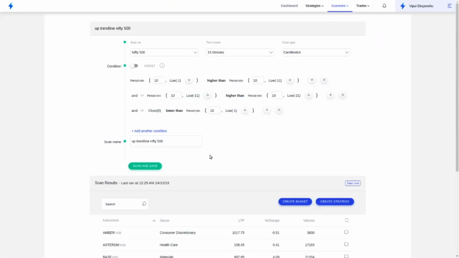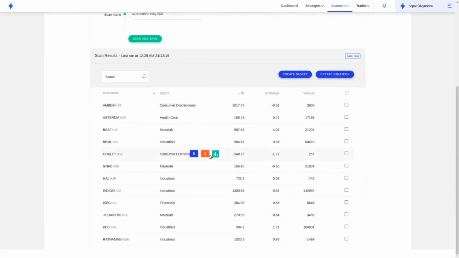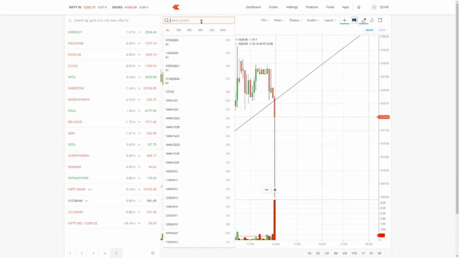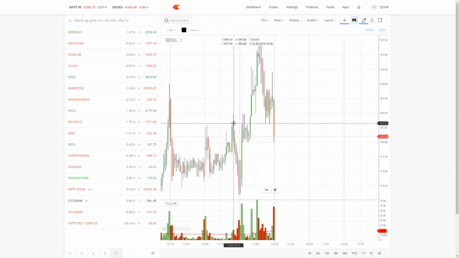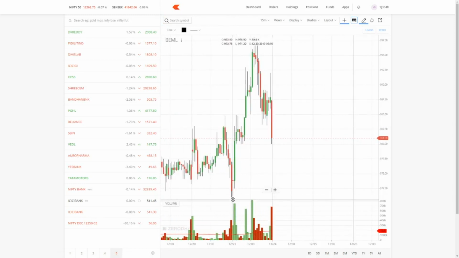Let's look at another stock. We can look at Bebel. Here again, a very strong example. The trend line is something like this. It's an upward trend line on the 15-minute chart.